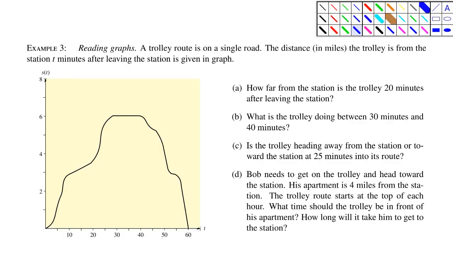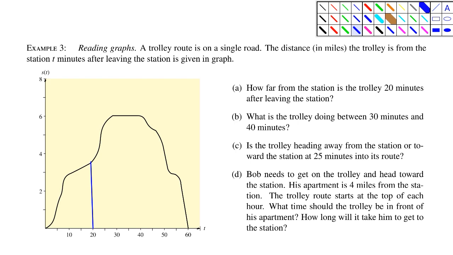Let's look at example 3, a question about reading graphs. A trolley route is on a single road. The distance in miles the trolley is from the station t minutes after leaving the station is given in the graph. Question A. How far from the station is the trolley 20 minutes after leaving the station? So let's look for 20 minutes. Here it is. And I'm going to draw the line from 20 straight up to the graph here, and try to get it as straight as possible. So it's about right there.